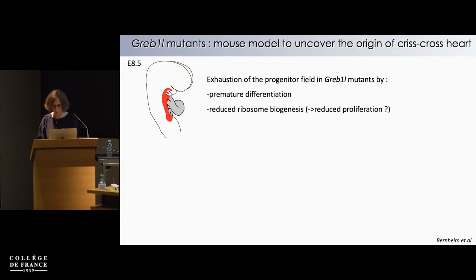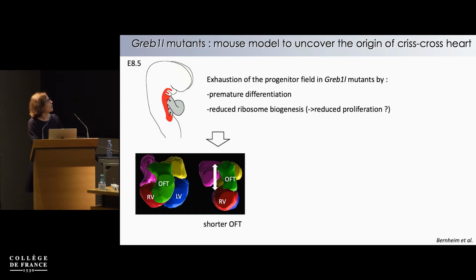So our final model is that Grhl1 is very important to pattern the heart field and to regulate the supply of progenitors. In Grhl1 mutants, we have an exhaustion of the progenitor field because cells prematurely differentiate, and also because they have reduced ribosome biogenesis, which is classically associated in other tissues with reduced proliferation. This is something we are directly testing now.